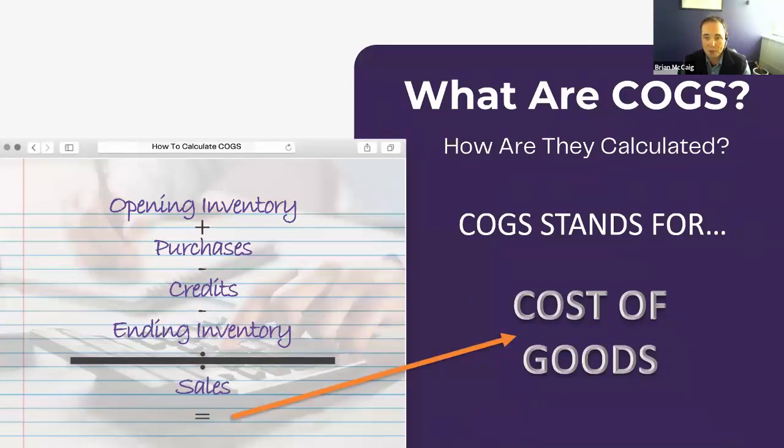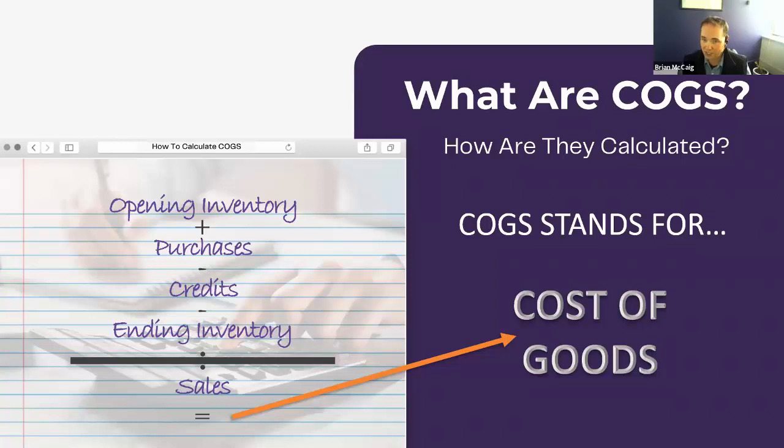Starting with opening inventory, the inventory at the start of the period you're looking at in your financial information. If it's weekly, it's the beginning of the week. If it's monthly or period, it's the beginning of the month or the period. It's represented by a dollar amount of the product that you start the week with.